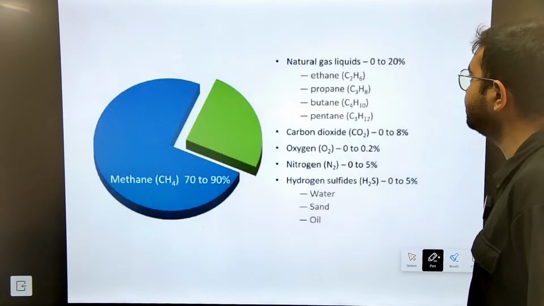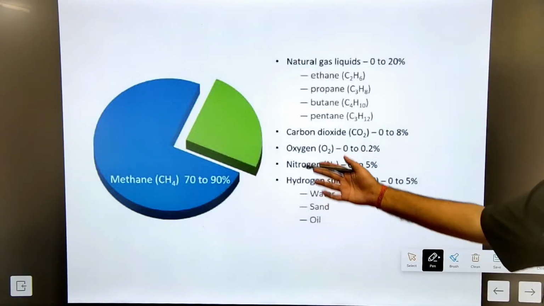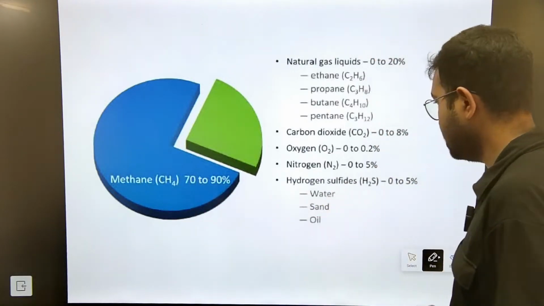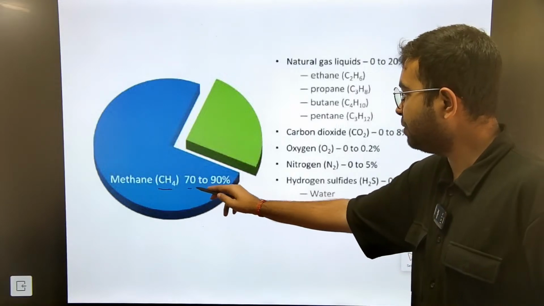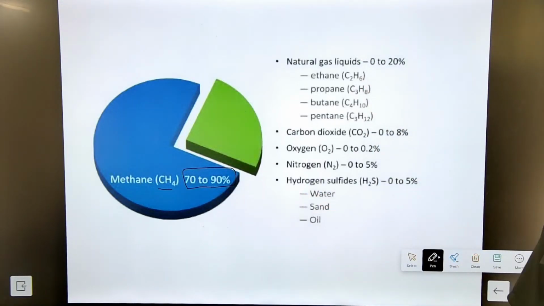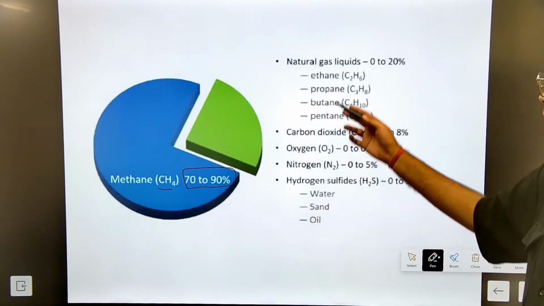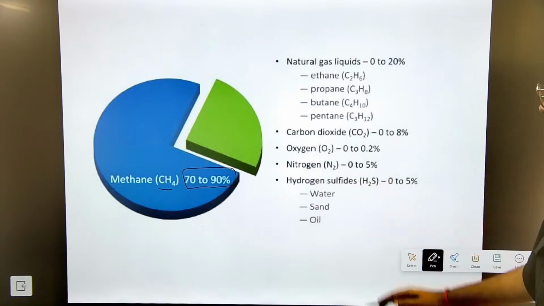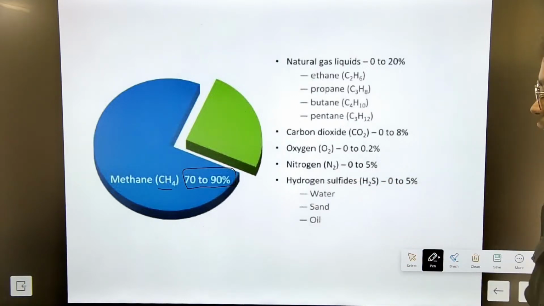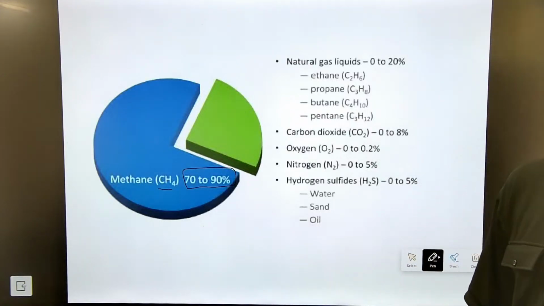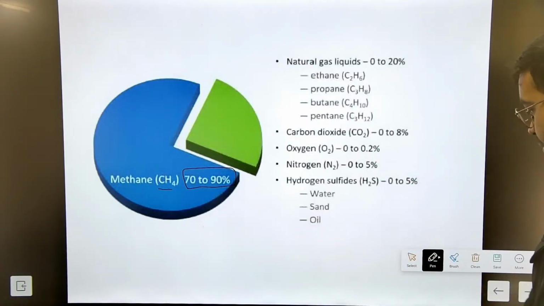ठीक है? Look at this diagram. This natural gas पाई चार्ट है कंपोजिशन का. ठीक है? इसमें से मीथेन देखो, CH4 मीथेन is 70 to 90% composition of the natural gas. इतना ज्यादा है, almost मीथेन ही है natural gas. And the rest of the composition is other gases like ethane, propane, butane, carbon dioxide, nitrogen, oxygen, hydrogen sulfide, and so forth. So the correct answer is methane is the primary component, or natural gas is primarily composed of methane.